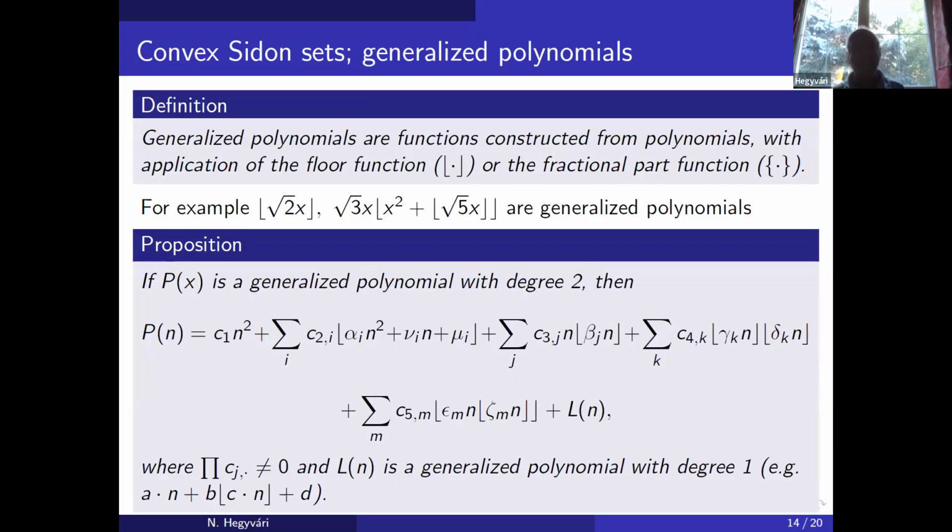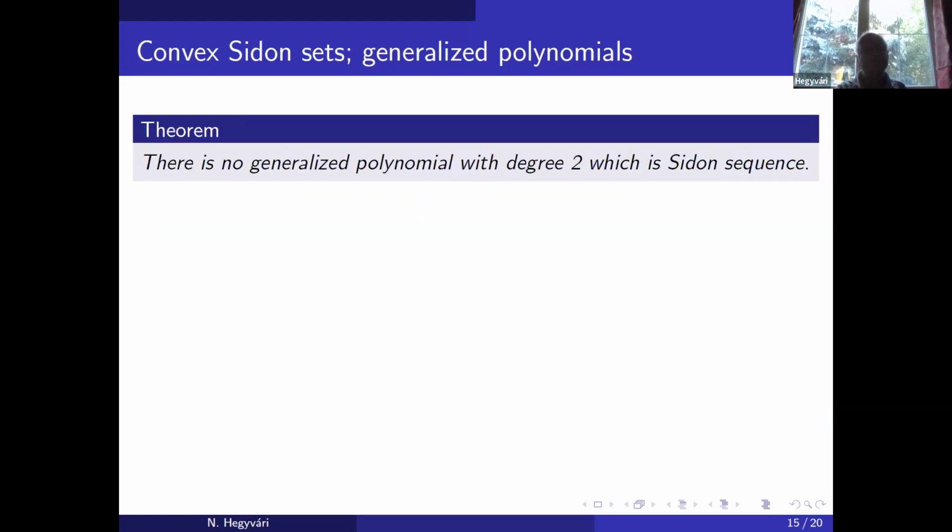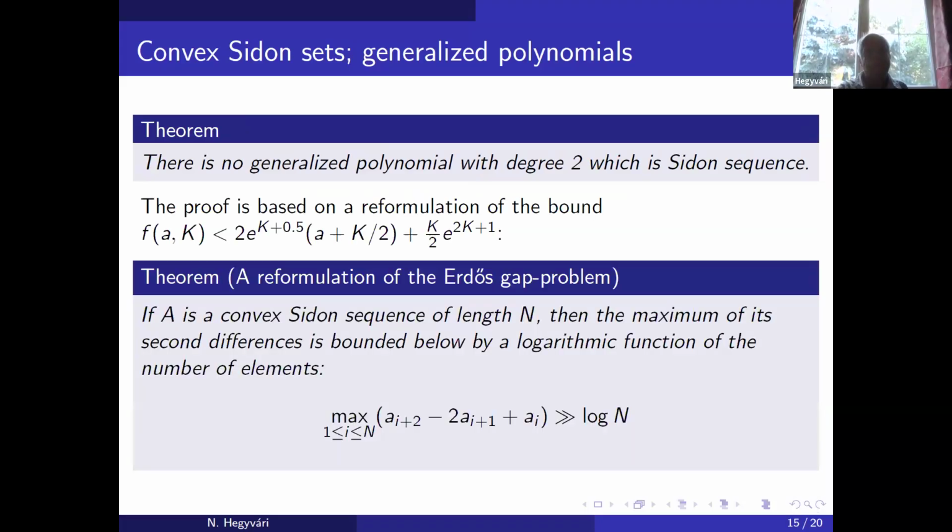the generalized polynomials with degree 2. Just count all possibilities, n squared and so on. And I proved that there is no generalized polynomial with degree 2 which is a Sidon sequence. And the proof is based on the reformulation of the bound that I mentioned here before.